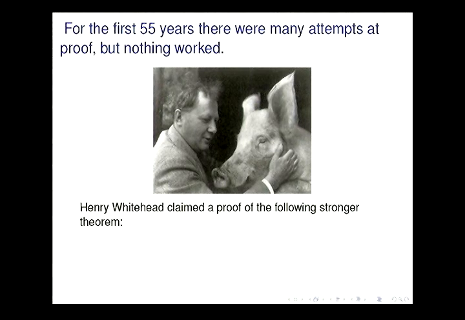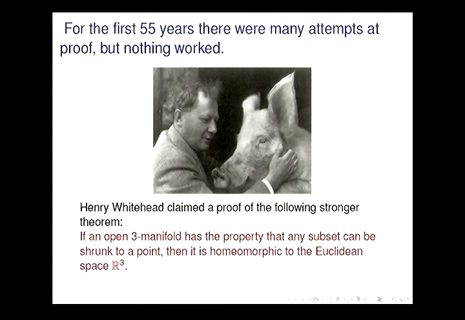He claimed a much stronger result, that if we have a closed manifold that has the property that any loop can be shrunk to a point, then if you remove a point from it, it will still have this property. So if you have an open three-dimensional manifold, one which is allowed to go on forever, if you like, and if every subset can be shrunk to a point, then he claimed a proof that it was homeomorphic to the Euclidean space.